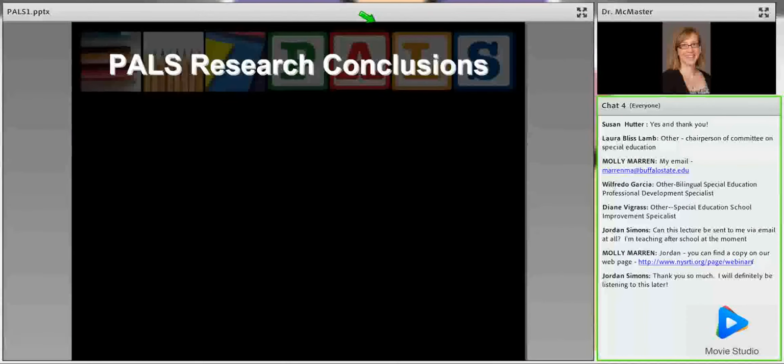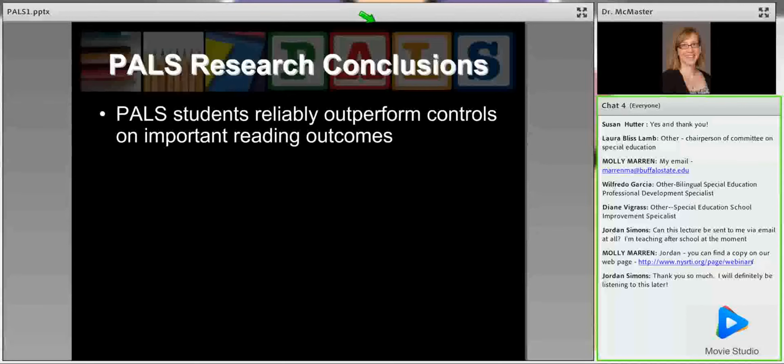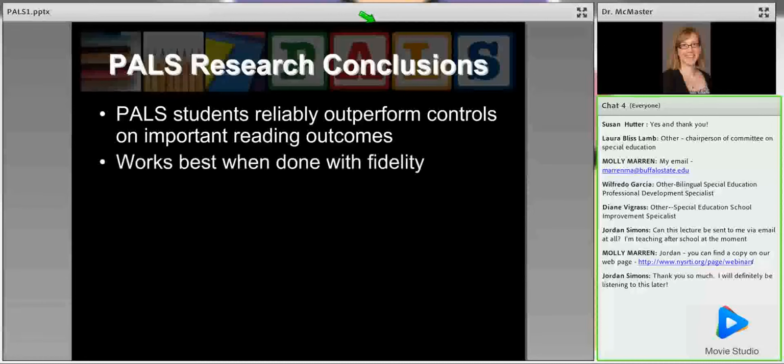Okay. So in general, what we've concluded from research is that PALS students tend to outperform controls on important reading outcomes. One thing we've learned in this work, though, is that PALS works best when it's done with fidelity. What I mean by fidelity is when you do it by the book, so to speak, the way that it was designed. Because anytime you take a research-based program or intervention and you change certain aspects of it, it becomes less sure whether you will have results similar to those we found in research, just because you're changing it and then it's something different.